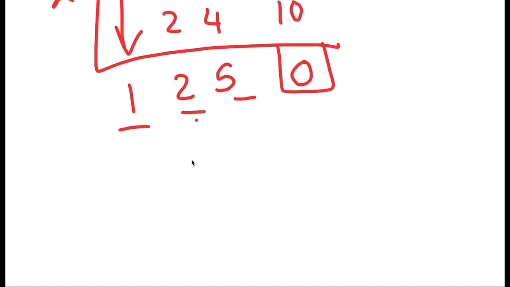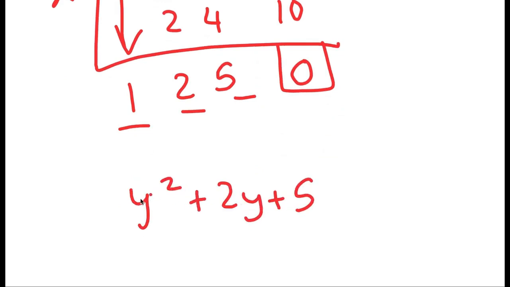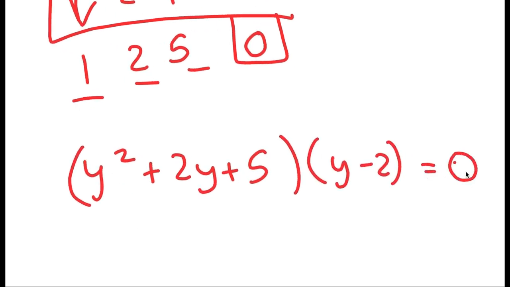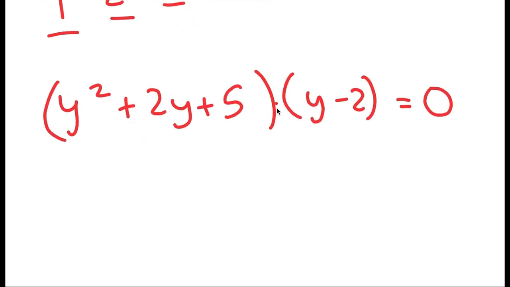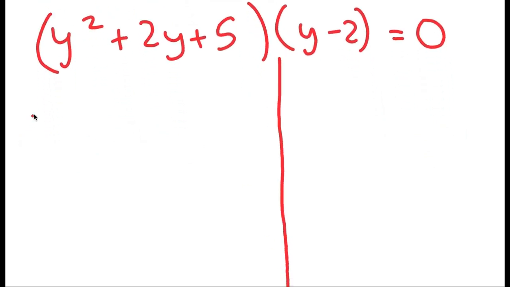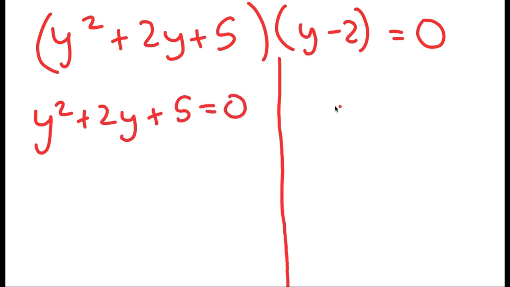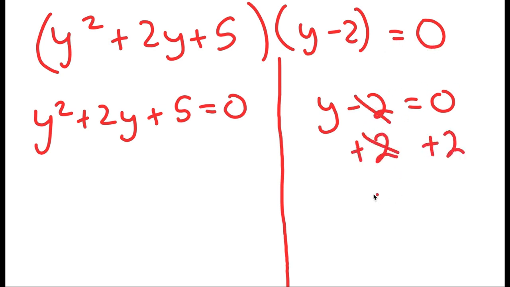And I'm going to use these as my coefficients. So I get y squared plus 2y plus 5, meaning y squared plus 2y plus 5 times y minus 2 is equal to 0. So this is my equation, and I'm going to divide this into two equations. Y squared plus 2y plus 5 is equal to 0, and y minus 2 is equal to 0.